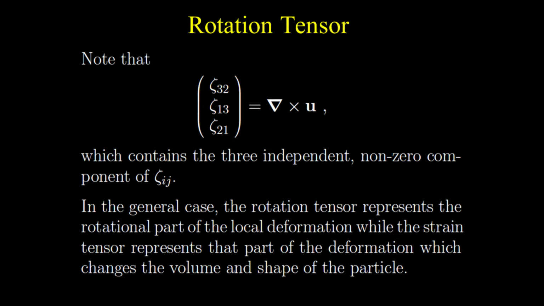If we assume that Eij equals 0, then the deformation is reduced to a rotation tensor. In the general case, the rotation tensor represents the rotational part of the local deformation, while the strain tensor represents that part of the deformation which changes the volume and shape of the particle.